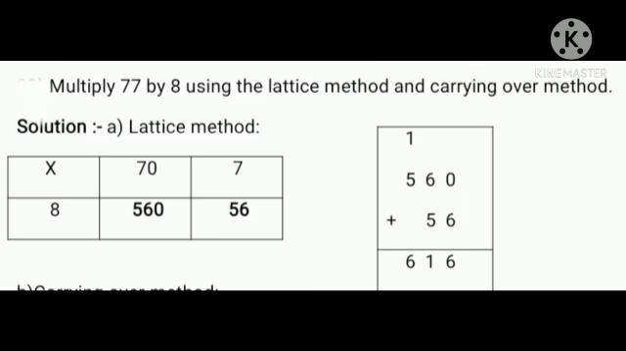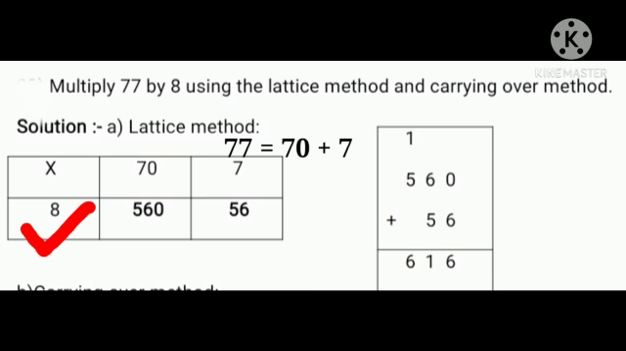Next one. Multiply 77 by 8 using lattice method and carrying over method. Again we have to solve this sum by using both the methods, lattice method and carrying over method. So let's start with lattice method. 77 is a two-digit number, so we will first expand 77, that is 70 plus 7. Arrange the numbers in the columns.